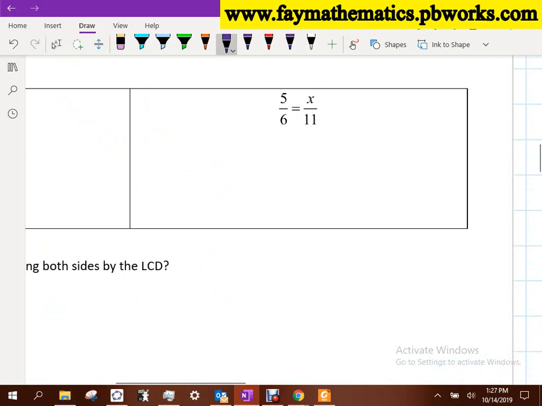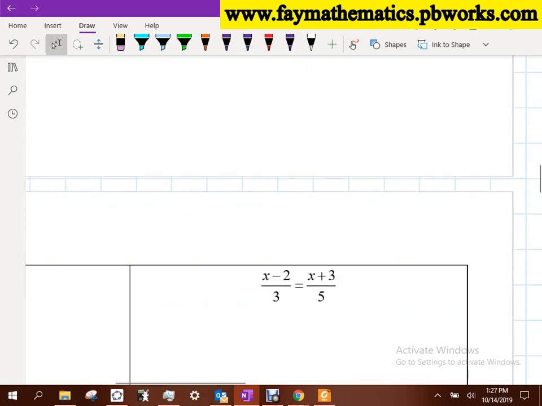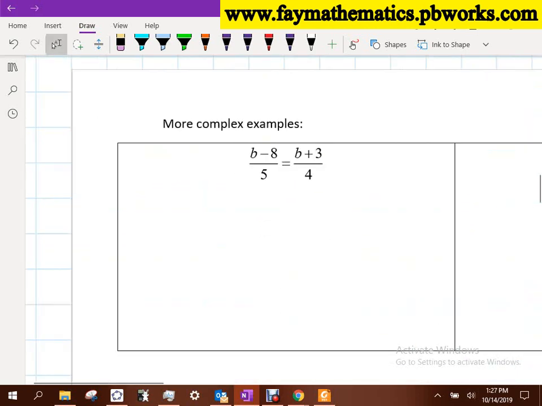What about this one? 55 equals 6x. So divide both sides by 6. Now some of these will reduce. The one that I just chose, though, doesn't. Okay? I want to do one more with you, and we'll pick up with this after tomorrow as well.